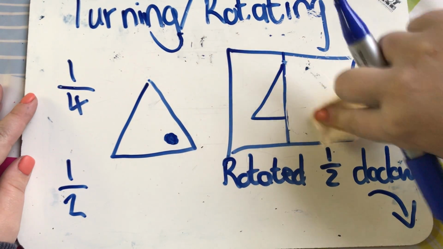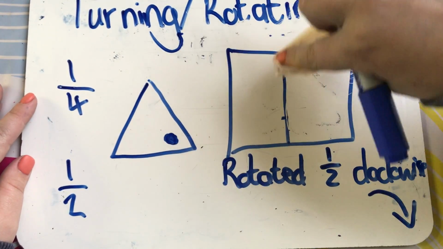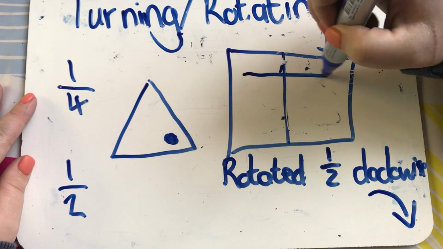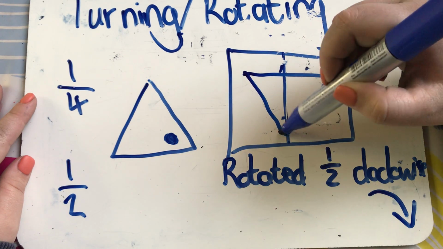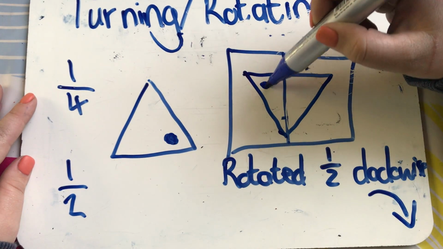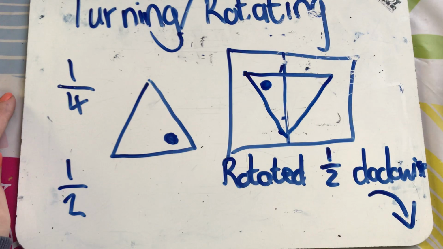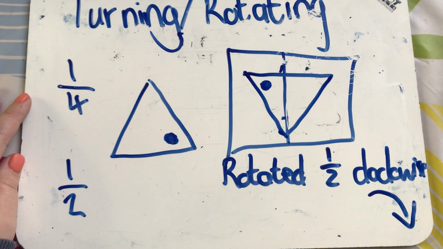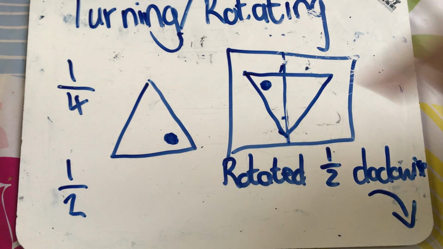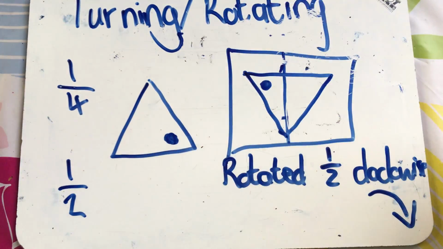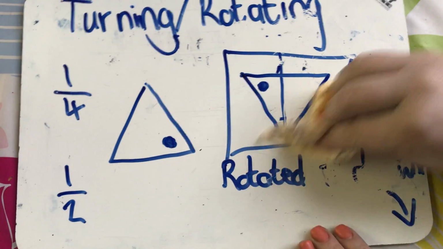So the wide base that was at the bottom now goes to the top, and the small part that was at the bottom now goes there. The dot was in this side, so now it goes to the opposite side, and there you go. You rotated it a half clockwise. You can rotate it a half anti-clockwise as well. It doesn't matter. It's going to be the exact same picture, because a half, it doesn't matter which way you turn it, it's still going to be the exact opposite of what you had in front of you.